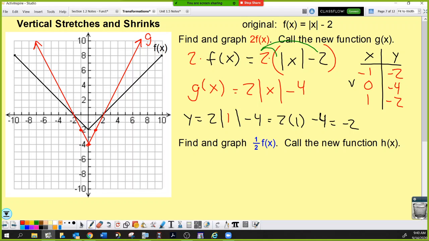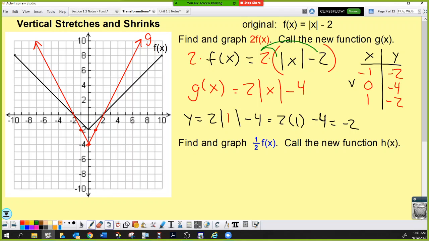Now look at my red graph and my black graph. Did the x-intercepts get closer together? These two points did not get closer together. And that is my proof that the graph is not more narrow. The graph is taller. That's the proof.